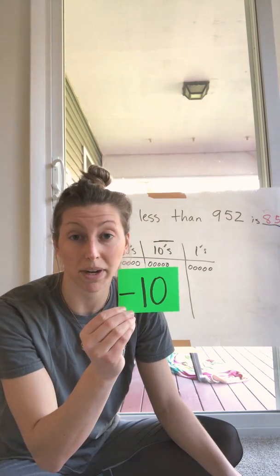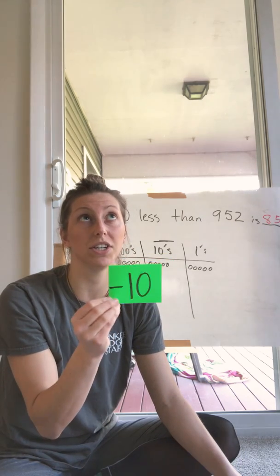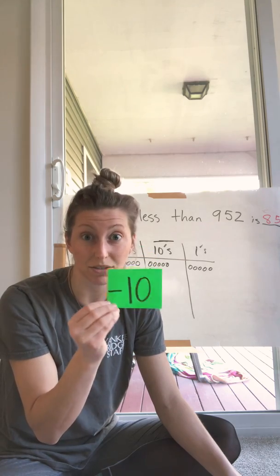And let's do 182. Minus 10. 10 less than 182. So you're thinking 182, 172. Good. All right.